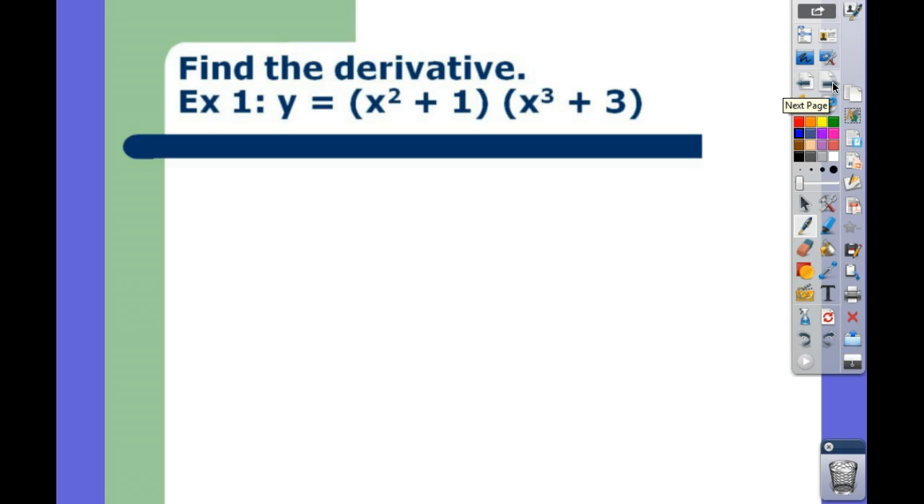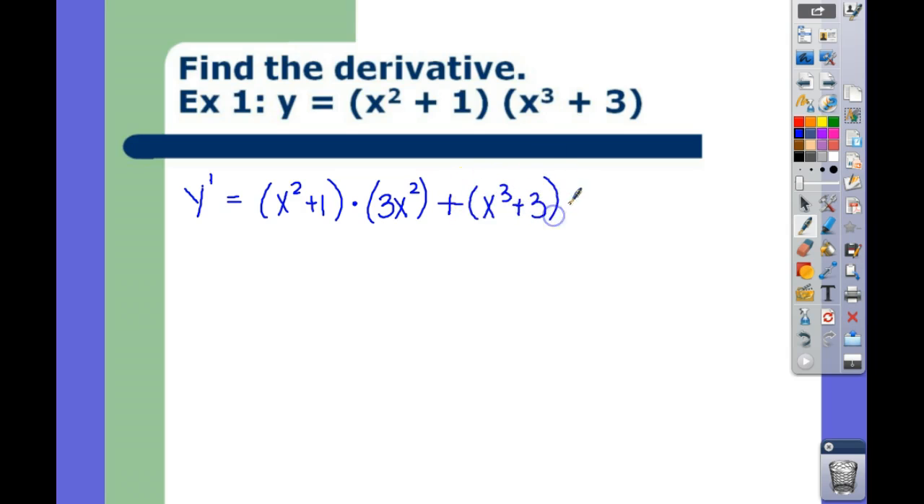Okay, so yesterday, if you wanted to do this, you had to FOIL, and then you had to derive them. We can essentially eliminate that aspect, and now use the product rule. So we will say now that y prime is equal to the first, so x squared plus 1, times the derivative of the second. The derivative of x cubed is 3x squared. Good. What's the derivative of 3? 0. Plus, so think product rule, plus the second, which is x cubed plus 3, times, what's the derivative of the first?